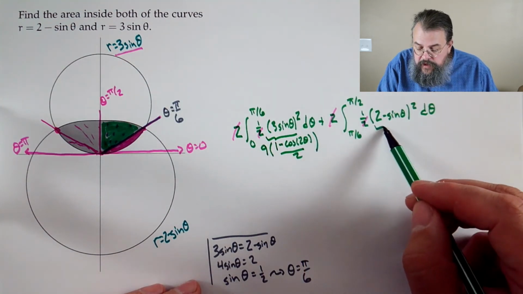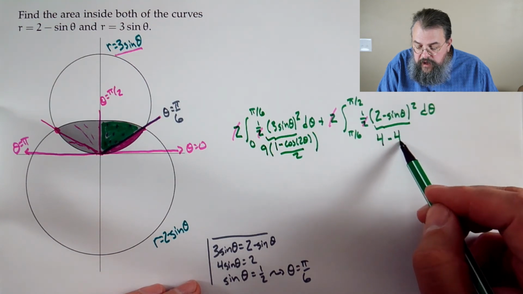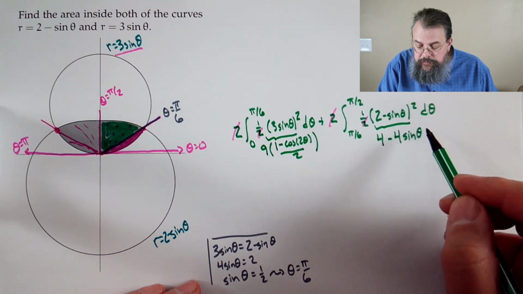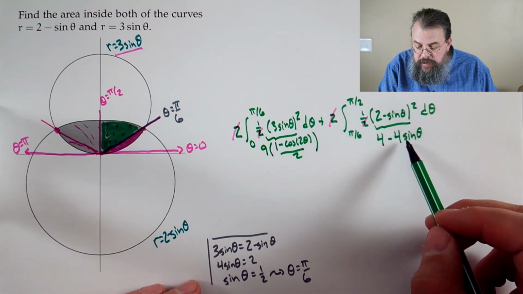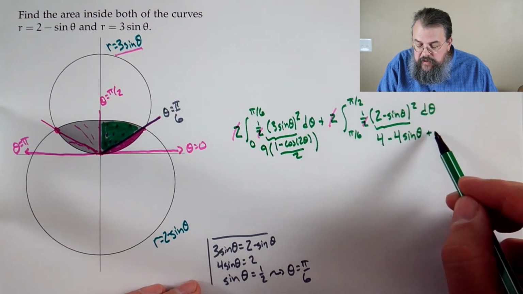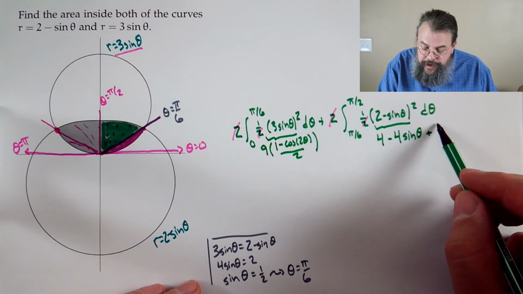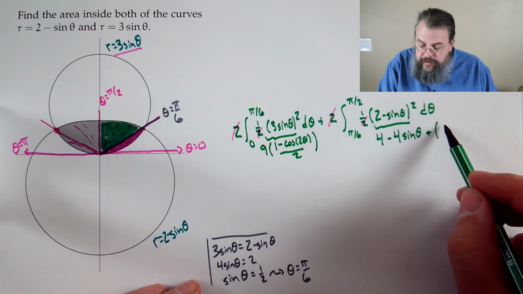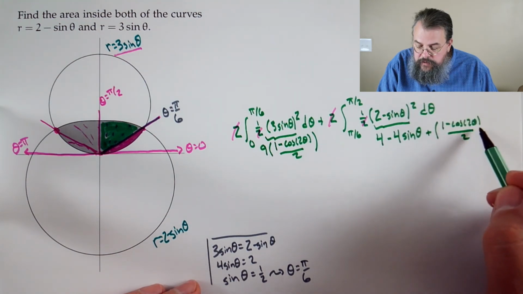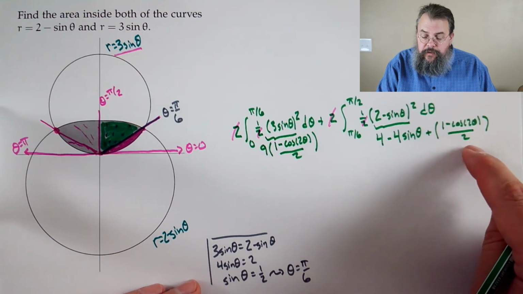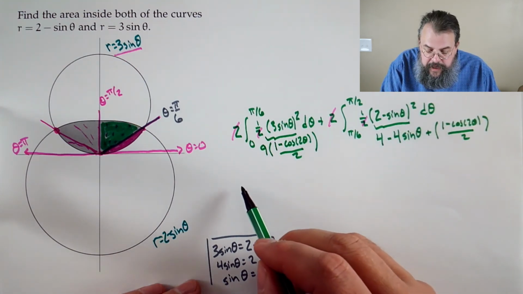Here, we'll start by squaring. That's 4 minus the cross term, 4 sine theta, a squared minus 2ab, and plus sine squared. Well, sine squared, we know, we just did it. That's (1 minus cosine 2 theta) over 2. So again, this is our sine squared.